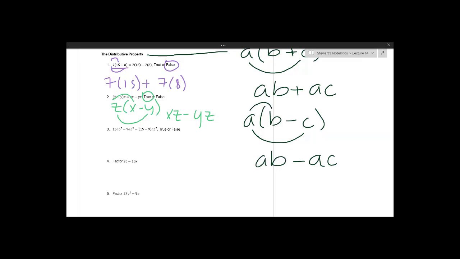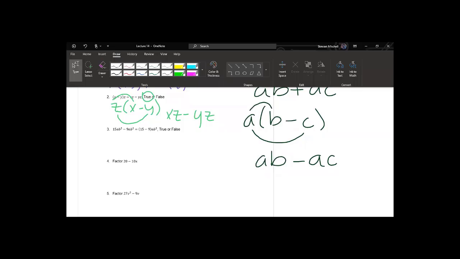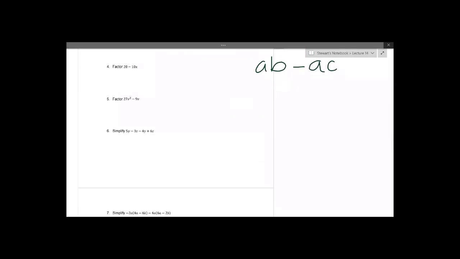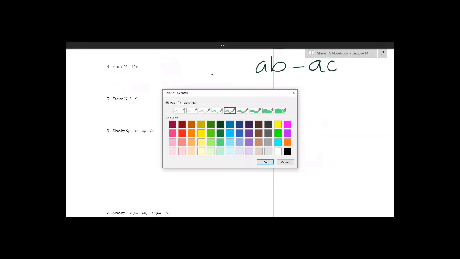When they ask you for true or false, just evaluate it for yourself and see if you get the same answer. Okay, so for the next bit of problems, they are talking about factoring. And factoring is essentially just the distributive property in reverse.